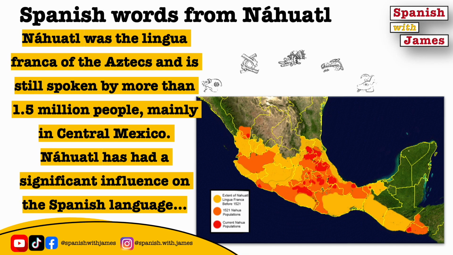Now let's take a look at some examples of Spanish words originating from indigenous American languages, such as Náhuatl, the language spoken by the Aztecs and still spoken by 1.5 million Nahuas in Mexico, predominantly in central Mexico. Because it's so widely spoken there, it has a much bigger influence on Mexican Spanish, but there are loads of internationally used Spanish words that have their origins in this language, Náhuatl.